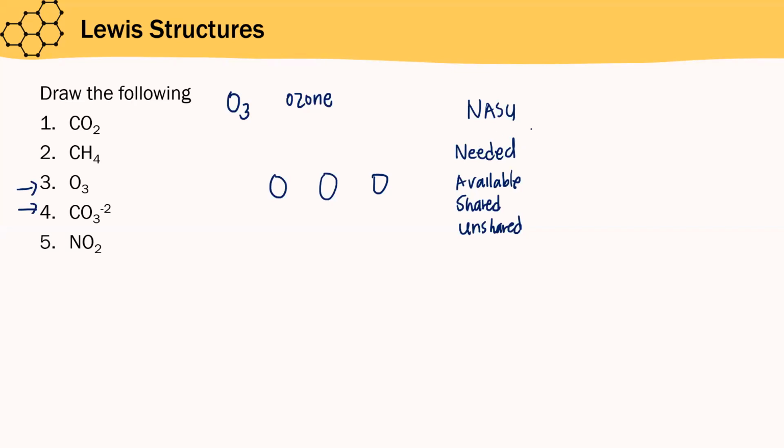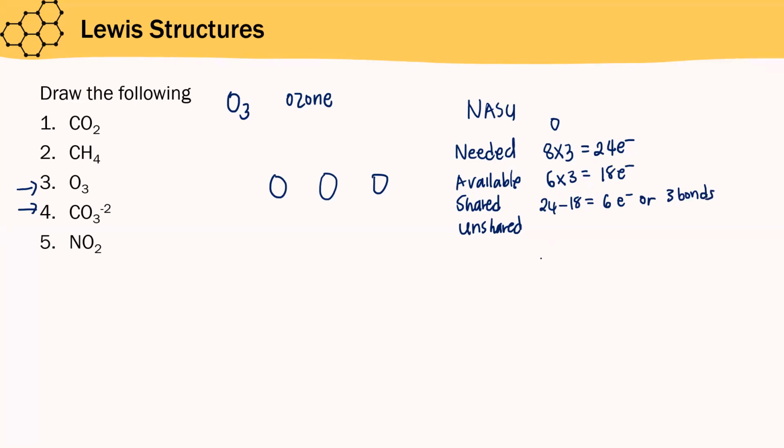So let's start with needed. For needed, it's just octet. So oxygen needs octet. So we have 8 times 3. So 8, 16, 24 electrons are needed. But how many are available? Oxygen is in group 6, times 3. So 6, 12, 18 electrons. So for the shared, ano yung formula natin? N minus A. 24 minus 18. Ilan yan? 6 na. 6. Or how many bonds? 3 bonds.